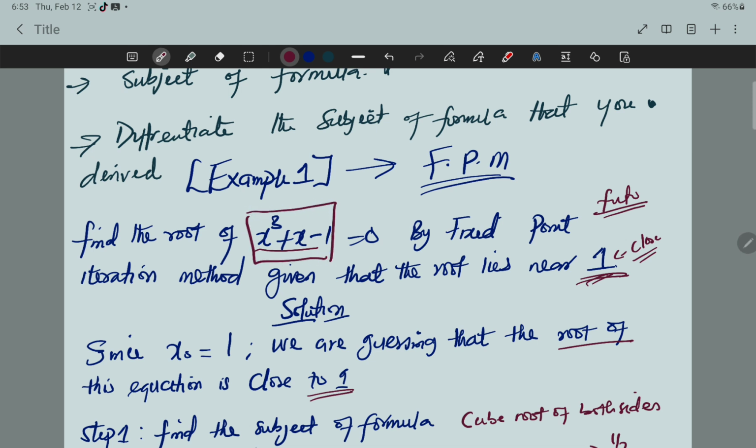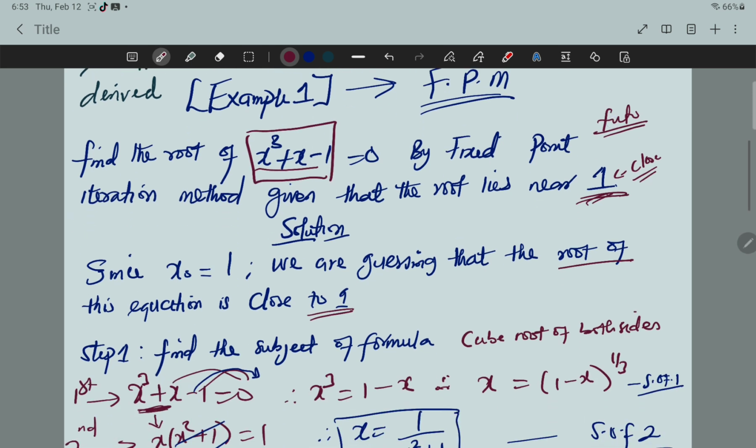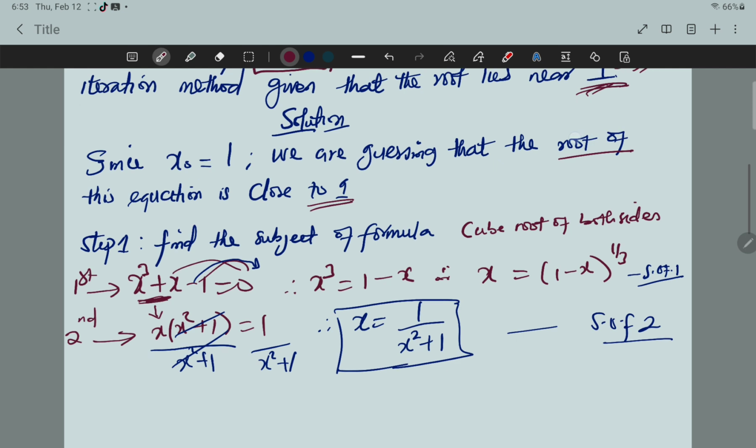x to the power of 3 plus x minus 1. We want to find the subject of formula of this equation. Provided that you have x raised to the power 3 plus x minus 1 is equal to 0, you can as well say that x to the power of 3 is equal to 1 minus x. What did we do? We just moved these terms to the other side.